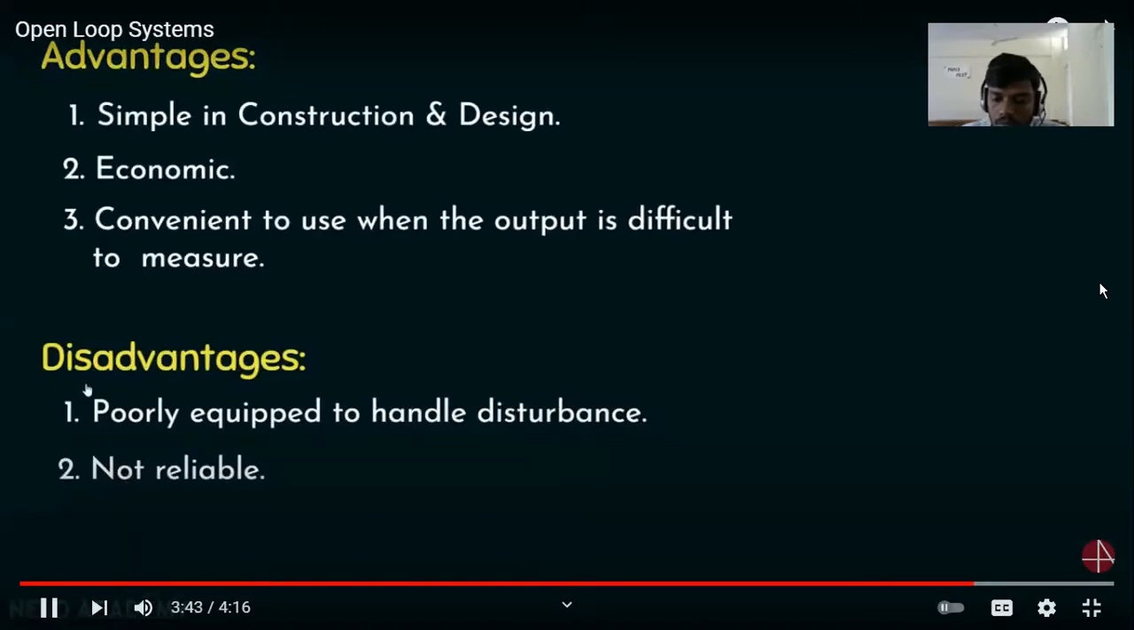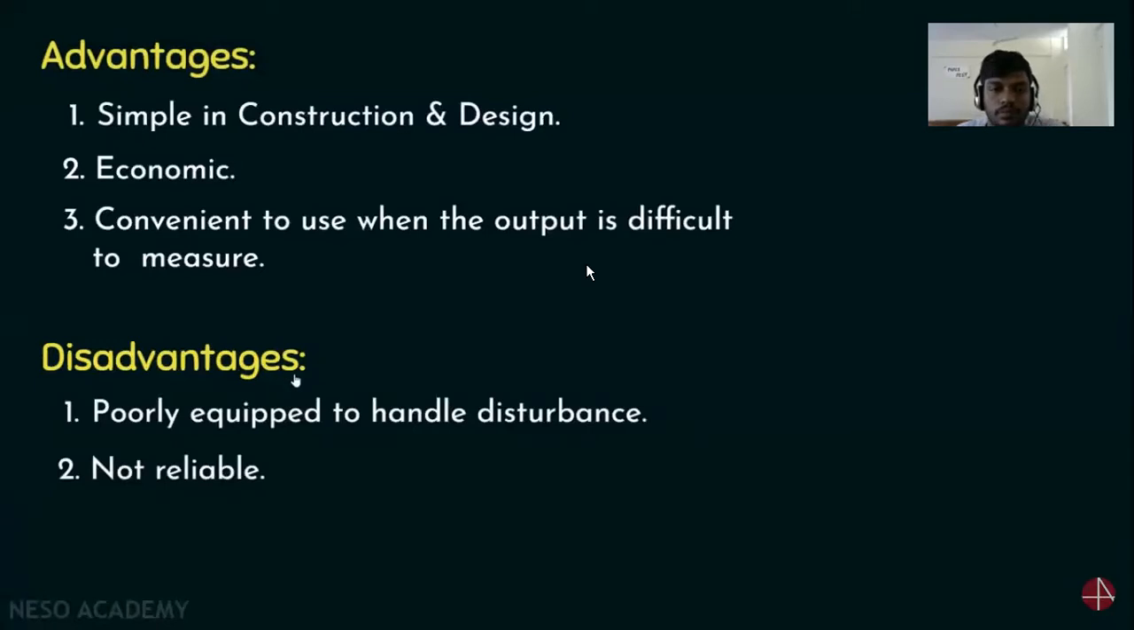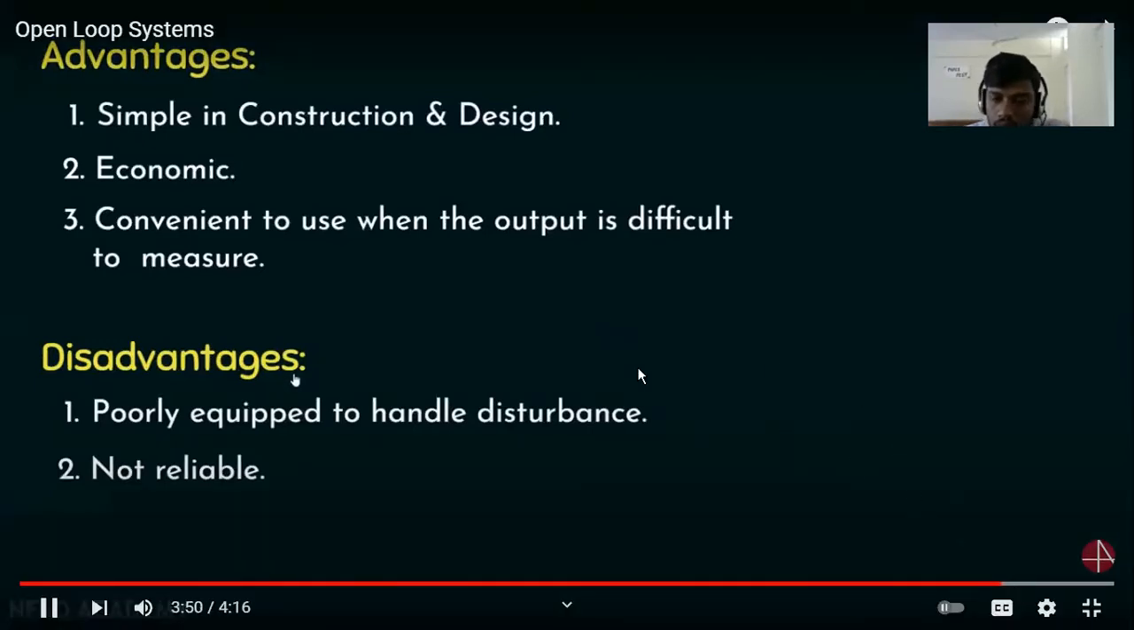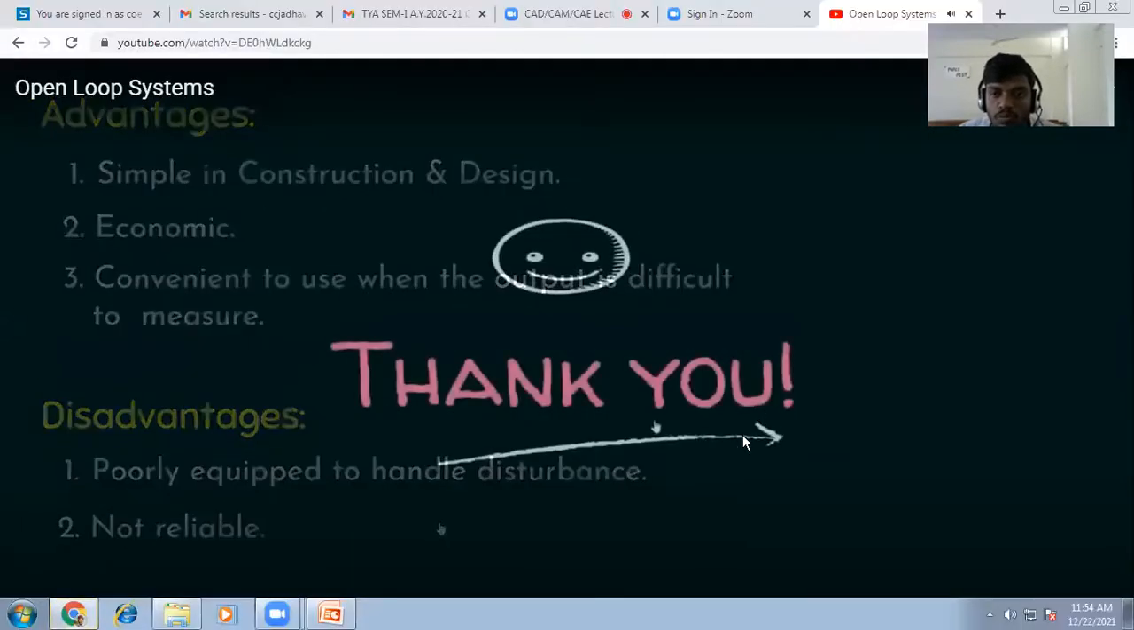So in order to remove the disadvantages of the open loop system, we will add one feedback factor from the output side to the input side, and in this way we will move on to the closed loop systems. We will discuss the closed loop systems in the next lecture. As of now, we are done with this lecture. Thank you for watching.